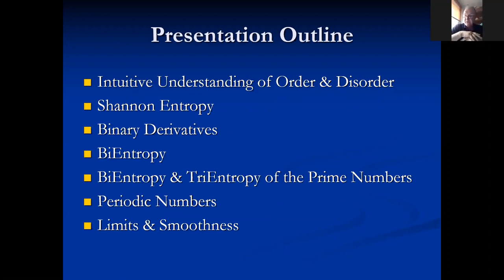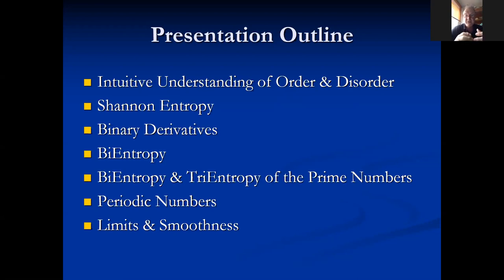So, first, a few words about what we might regard as our intuitive understanding of order and disorder. Then straight into Shannon entropy, which I'm sure everyone's heard of, but just a little reminder of what it is. This work on the prime numbers is utterly dependent upon the binary derivatives. And based on my searching of the literature, nobody's put together prime numbers, number theory, and binary derivatives before.